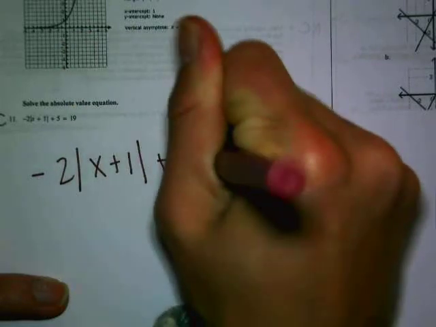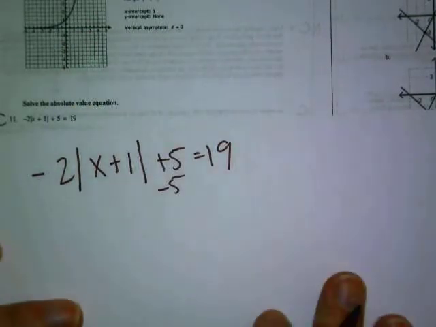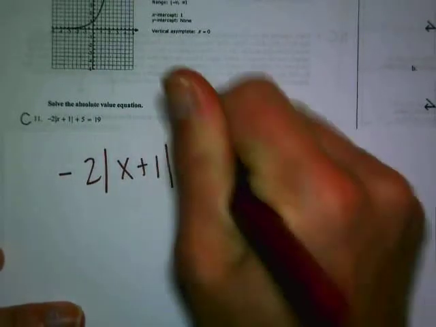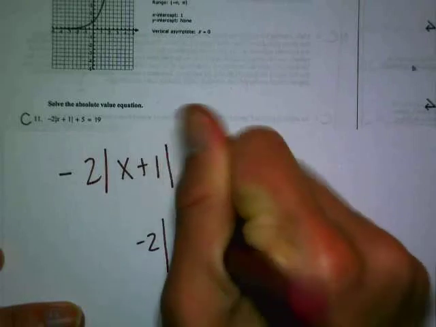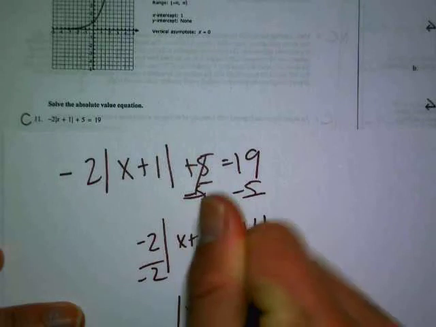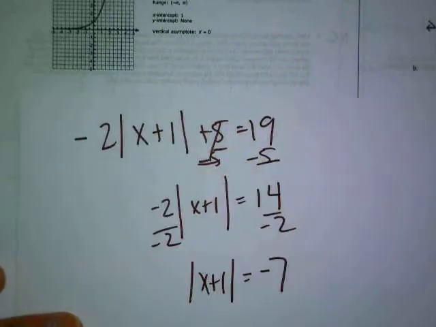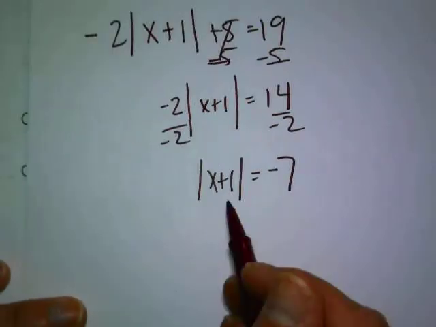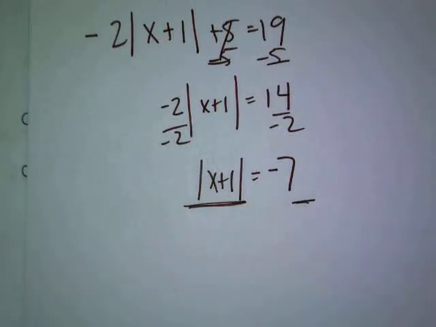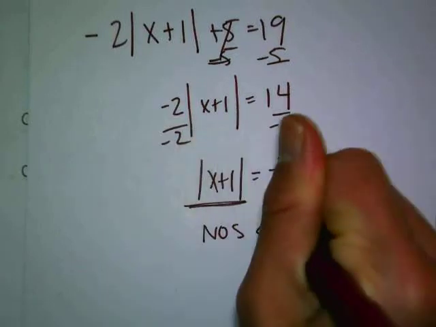Number 11. When you're solving these, you cannot use NSolve because it will not give you both answers. First, you have to get the absolute value all by itself. So I'm going to subtract 5 from both sides. Divide by negative 2. And from here you can actually stop because I know that an absolute value is never going to equal a negative number. And so this one would be a no solution.